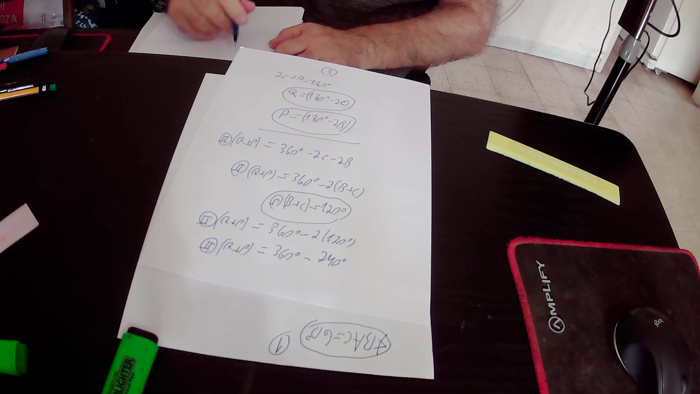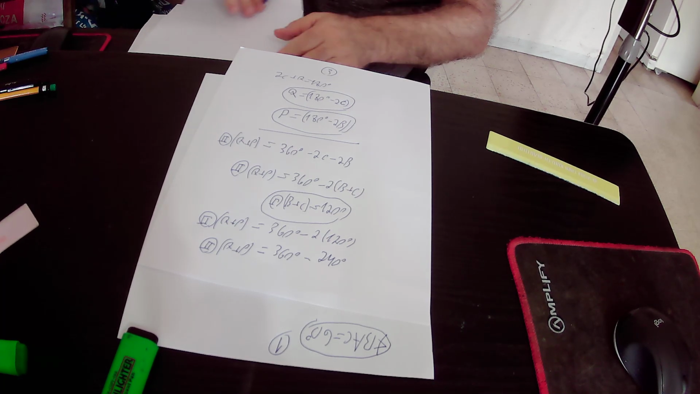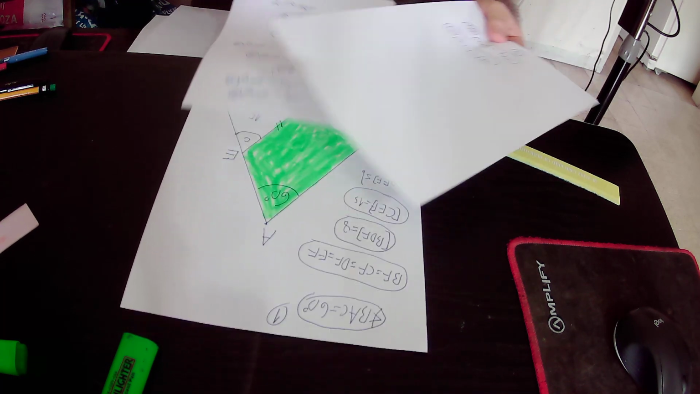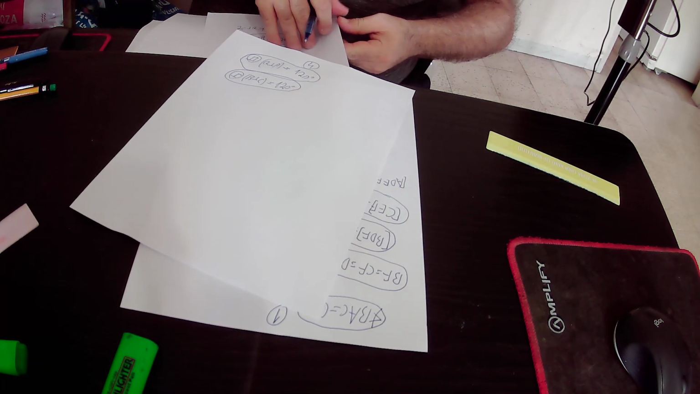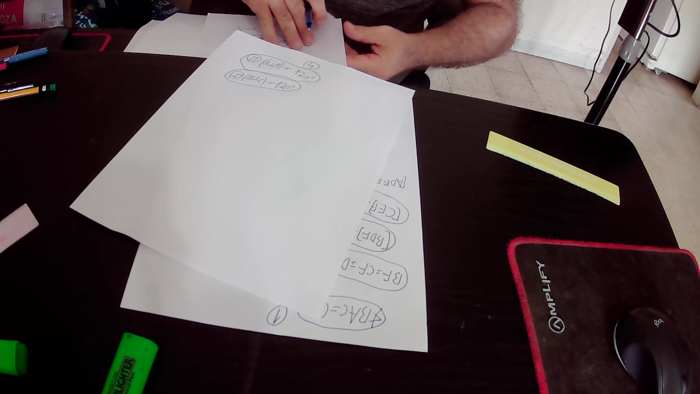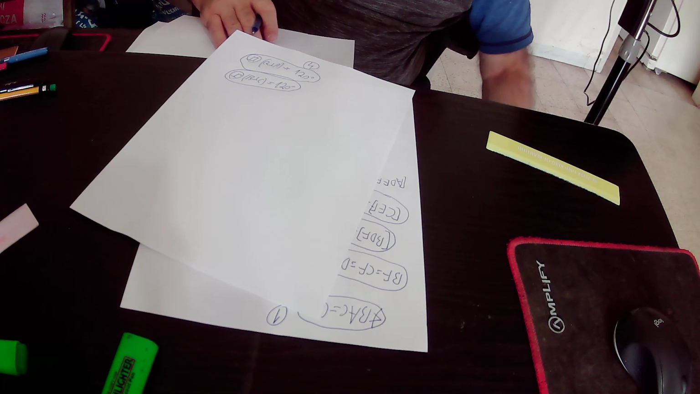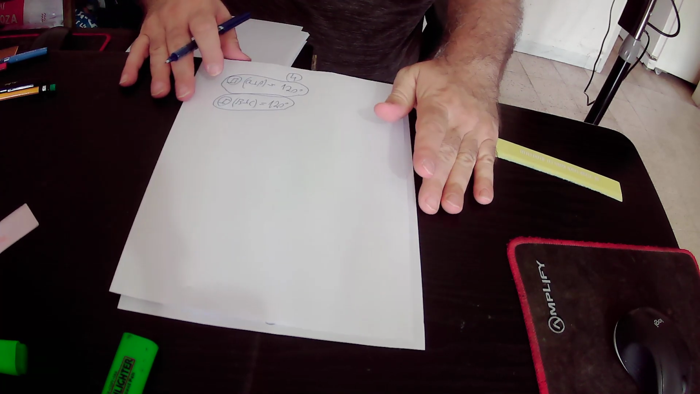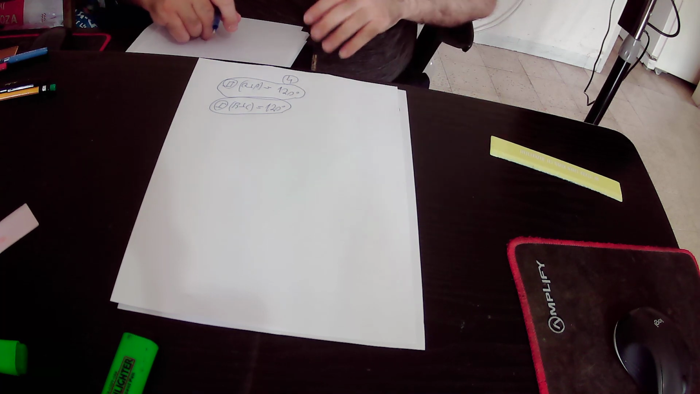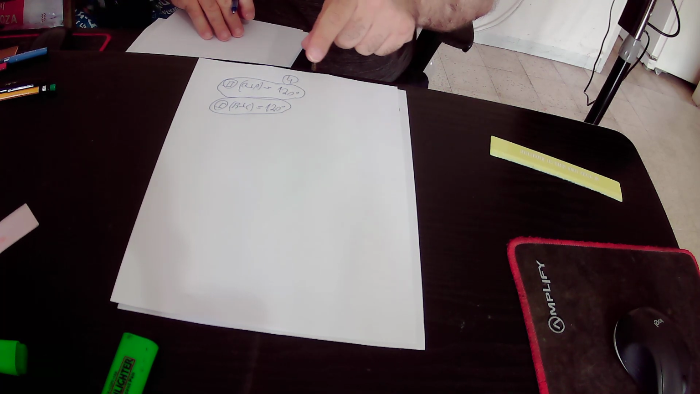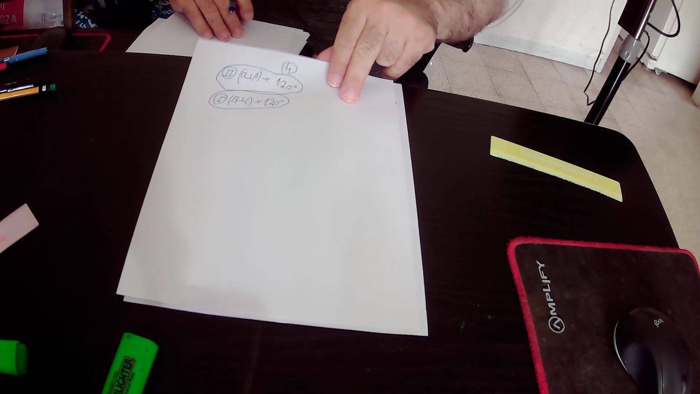And we have already found out that B plus C equals 120 degrees. Okay, so we have those two equations: Q plus P equals 120 degrees and P plus C also equals 120 degrees.